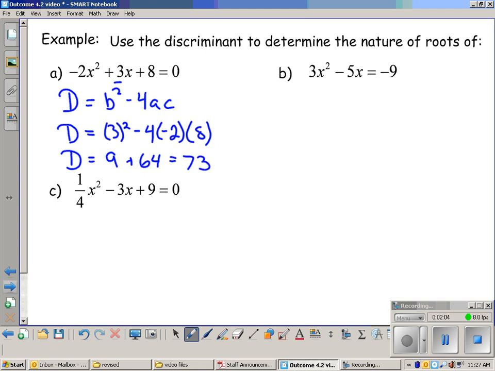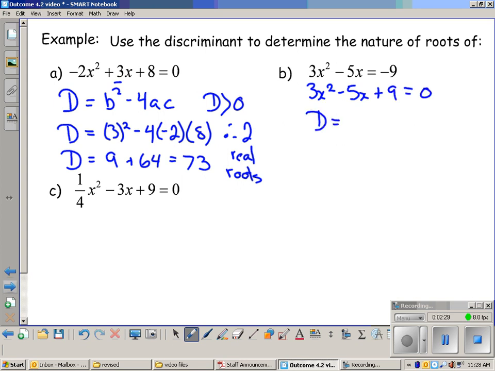Because our discriminant is bigger than 0, that means that we have two real roots. Let's try this one. Again, we need to make sure that we rewrite our equation in standard form. So we have 3x squared minus 5x plus 9 equals 0.